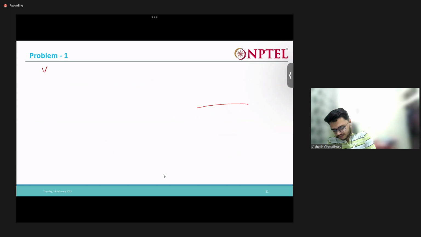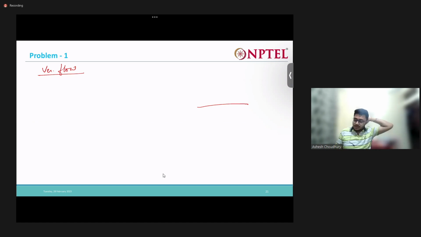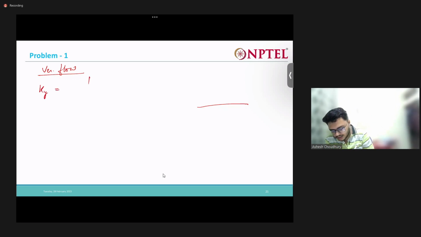Similarly for vertical flow, what was my relation? In vertical flow, the total head loss is the sum of the head losses in each layer, and the velocity of flow in each layer is the same. So using those two relations, we determined the equivalent hydraulic conductivity, which is this one.